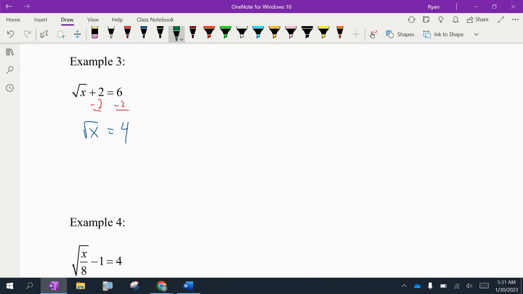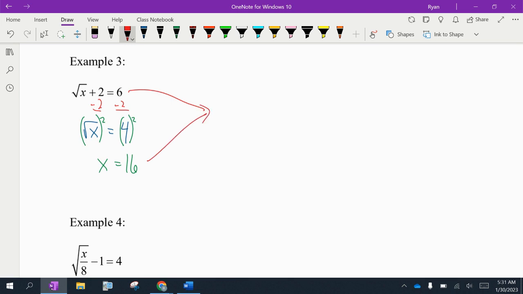Good news, now the square root is isolated, and that's what we want to have happen. So at this point, you're going to square both sides, take 4 times itself. The square root of x times itself is x, so I got x equals 16.